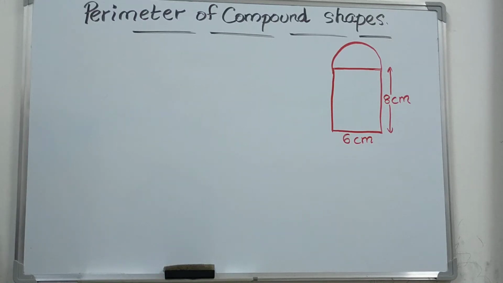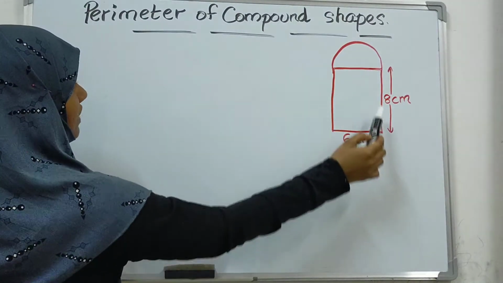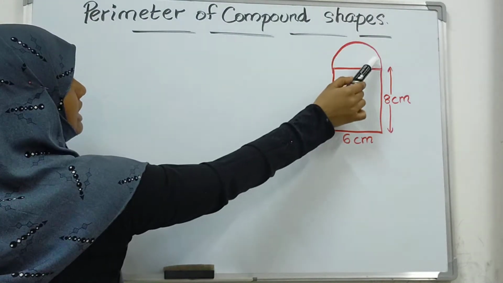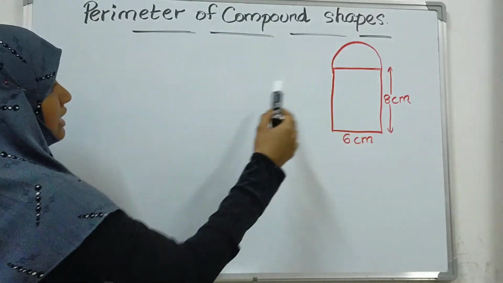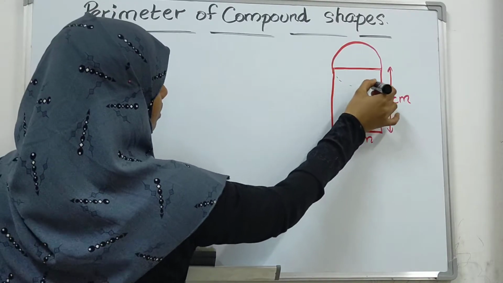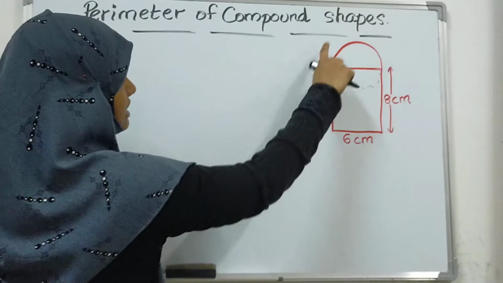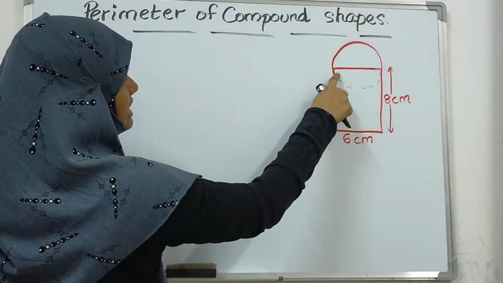Today we are going to discuss the topic perimeter of compound shapes. As we know, a compound shape is made up of different shapes. So here I have a shape, and you can see that one shape is in rectangle form, and the other shape is a semicircle. When we put it together, you will see it is a shape of a circle, but here I have taken just half of the circle, which is a semicircle.